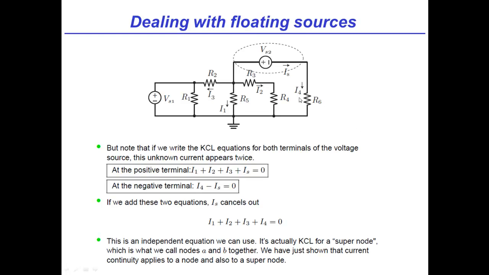So what we've done is we've basically now said, we're never going to deal with floating sources like this. We'll just draw a box around them. We'll write a KCL on the outside of the box. And then we'll somehow deal with what's going on inside the box through a separate equation. And this is what we call a supernode.